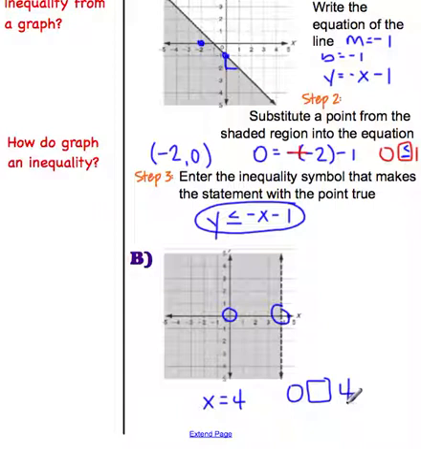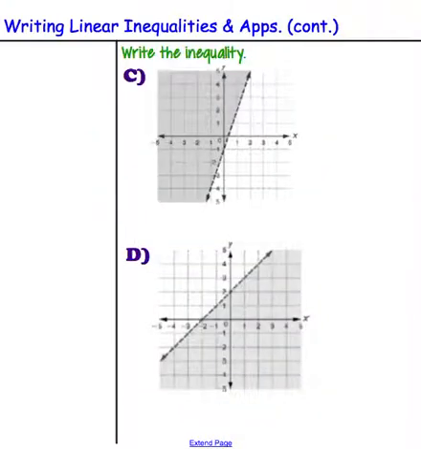And it's a dashed line, as you can see here, so therefore it will not have the line underneath. And to make this a true statement, 0 is less than 4, which means that my final inequality is x is less than 4, not or equal to. Going on to try a few more examples just to get the hang of this.